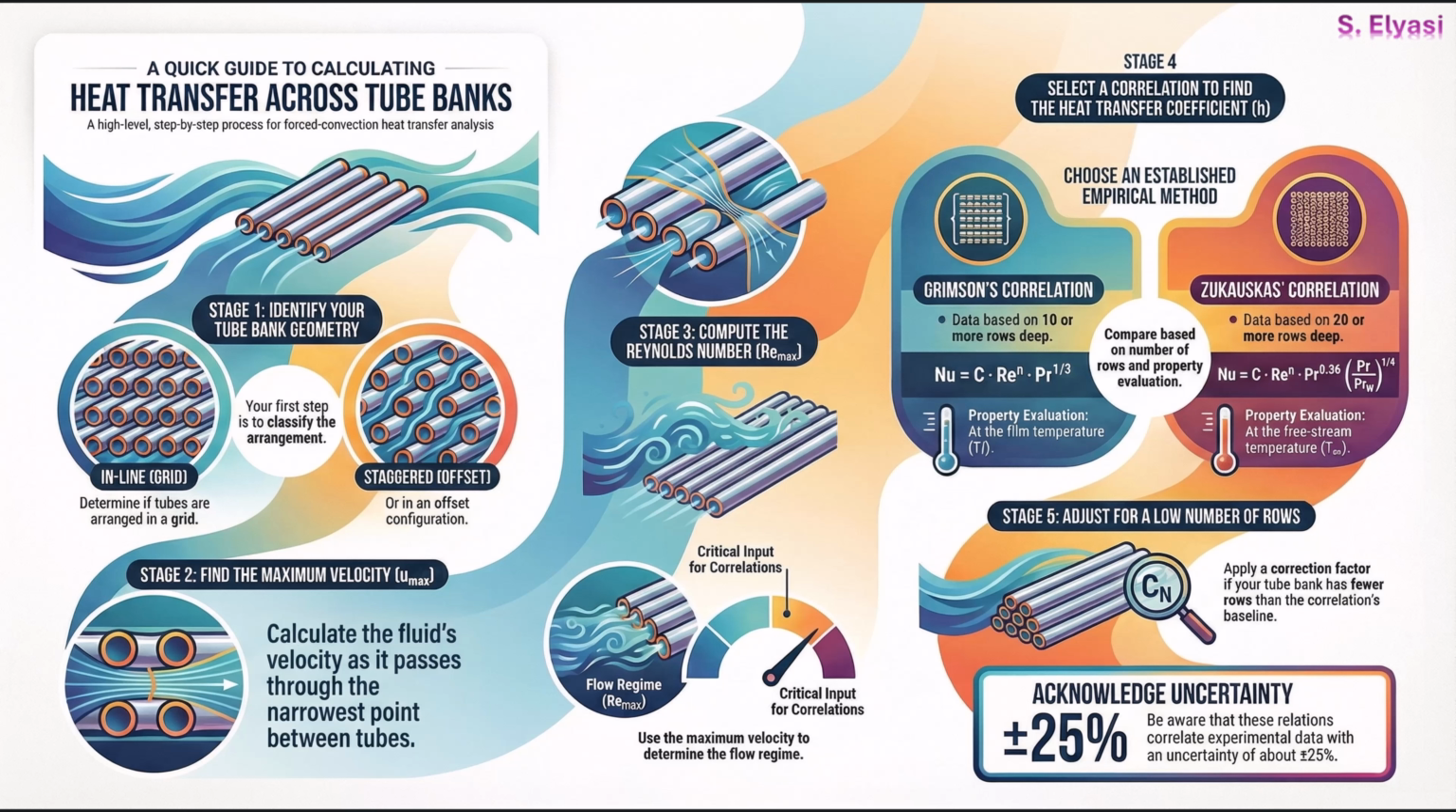You've got to know if your tube bank is in line, a simple grid, or if it's staggered with that offset pattern. Then, and this is crucial, you have to calculate the maximum velocity. That's how fast the fluid is moving as it squeezes through the tightest spot between the tubes. Honestly, everything else pretty much hinges on this one number.